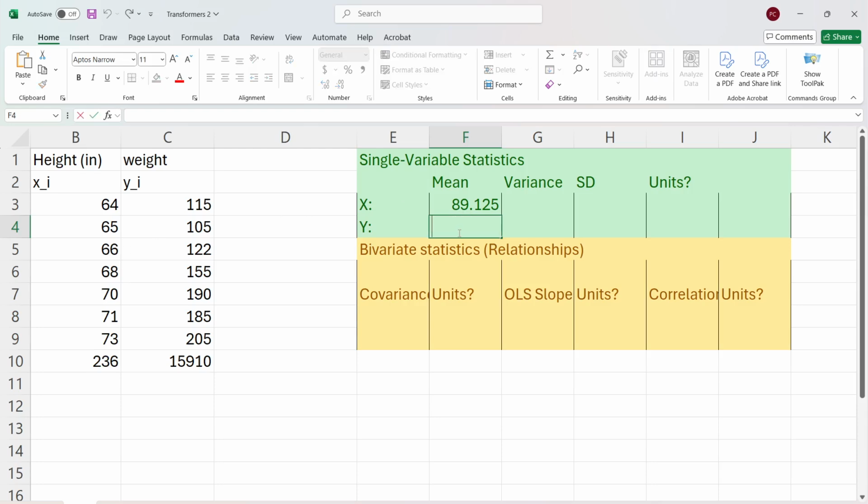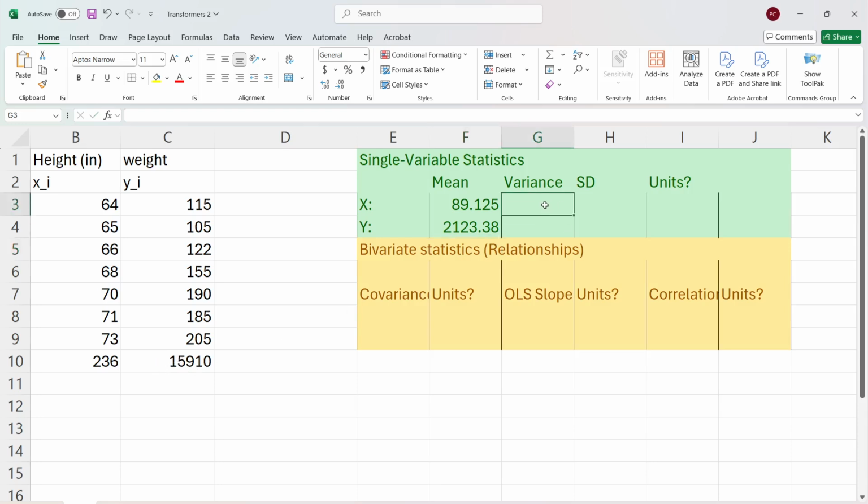Well, how much do they weigh? Let's find out. The average person in this sample is going to weigh, and these are meant to be pounds, about 2,000 pounds. The average person weighs about a ton because, of course, there's a very large individual.